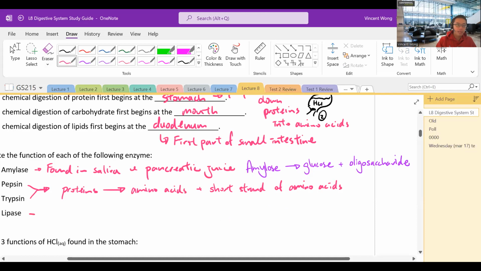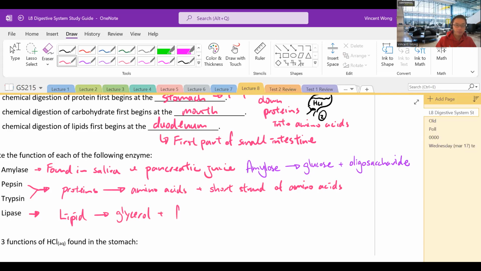Last one here, lipase. Lipase is also found in the pancreatic juice, and it takes your lipids and breaks them down into glycerol plus fatty acids, right? You may remember learning about these last semester. So that is that.